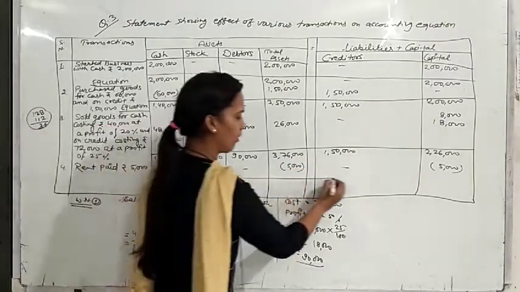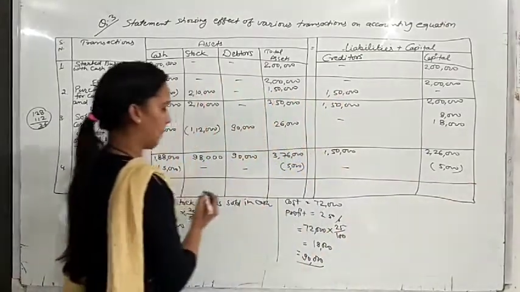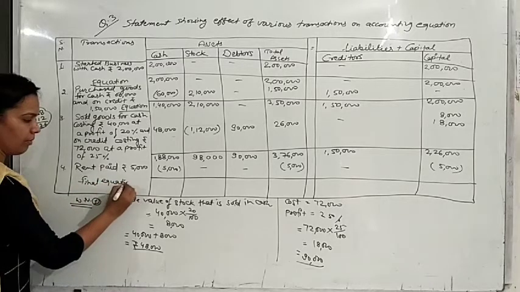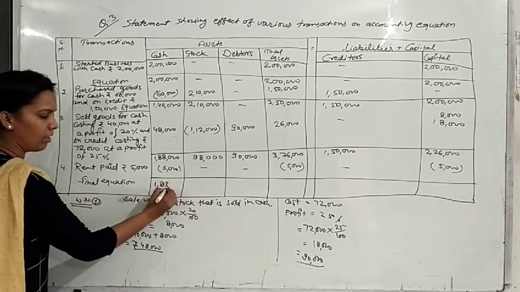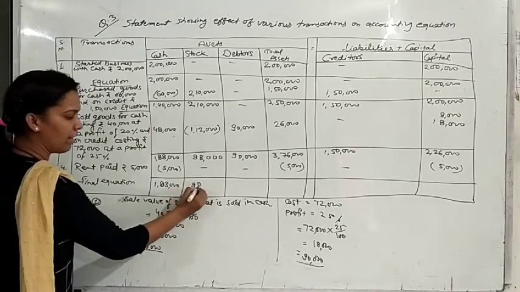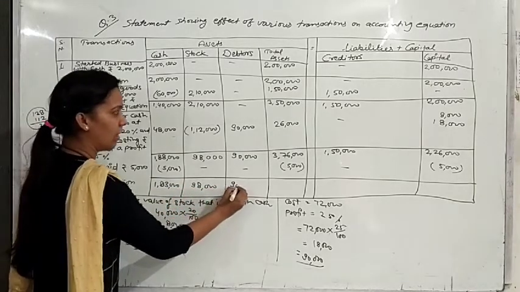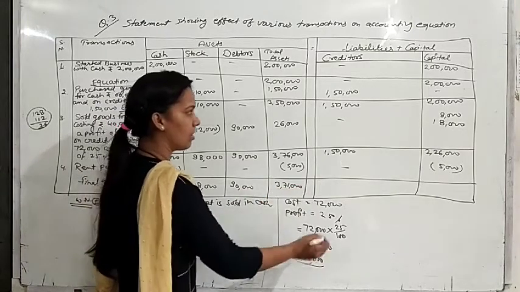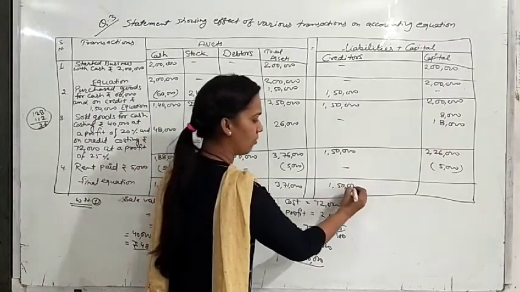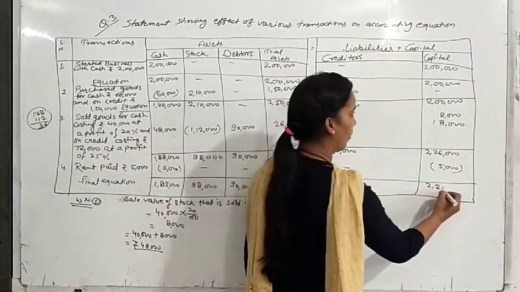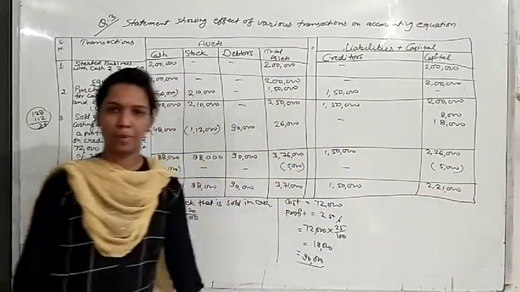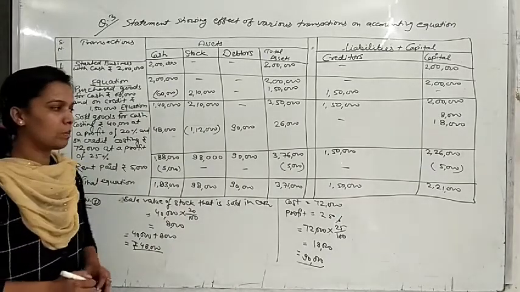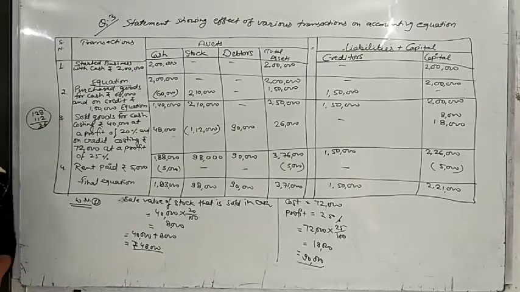Now it will be your final equation. So check here what is the final equation. 1,83,000 cash, 98,000 stock, 90,000 debtors, 3,71,000. This is the total assets. Creditors are of rupees 1,50,000 and 2,21,000 is the amount of capital. Match the equation. The total assets are equal to liabilities plus capital. This will be your final equation.